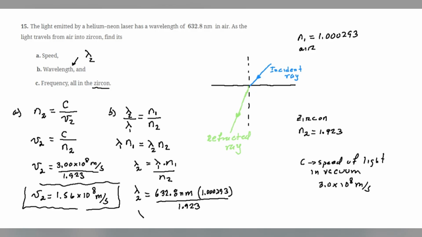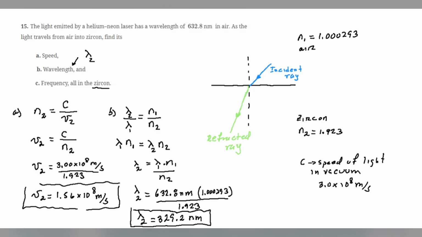So we're calculating lambda sub 2. So the wavelength of this helium neon laser light would be 329.2 nanometers. So this one is going to be the wavelength of the light that in air has a wavelength of 632.8 nanometers, but now in the new medium, the zircon.